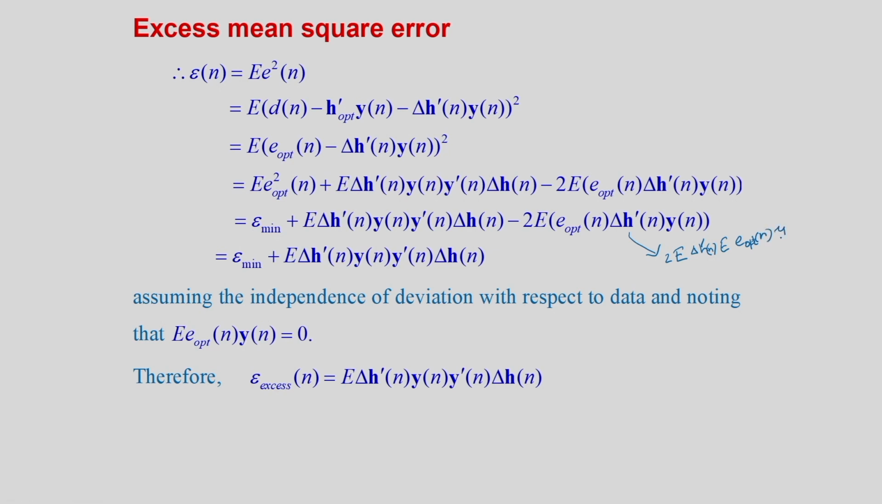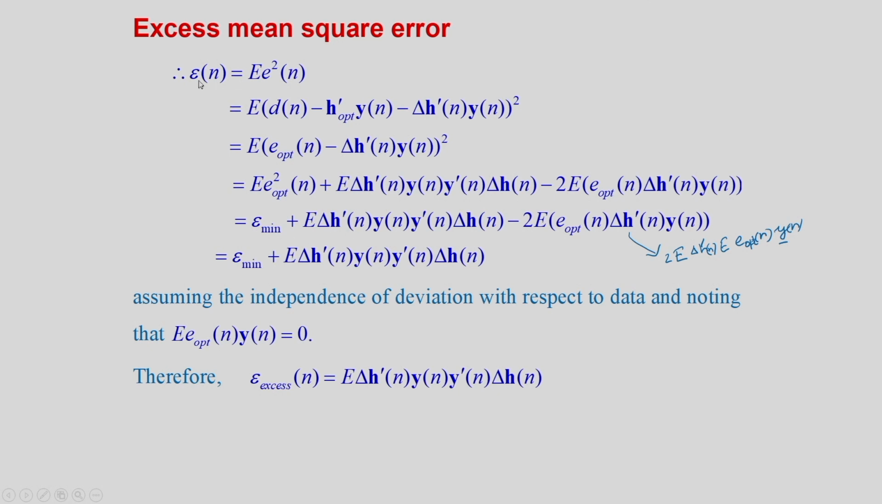into yn vector. We can write like this, because of the independence assumption we can say that this is the deviation and this deviation is independent of data. Therefore, we separate out the expectations. Now, this part error is orthogonal to data. Now, this expression will become 0.